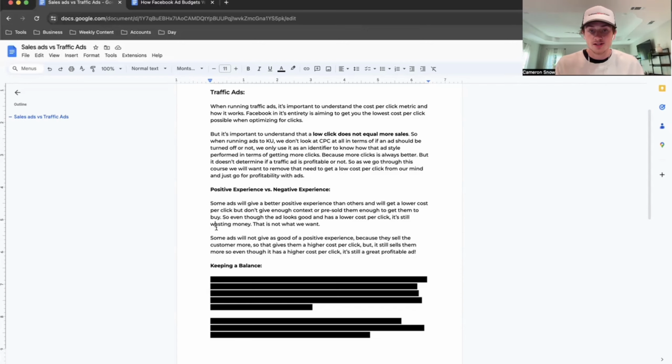And then again, vice versa, some ads will not give as much of a positive experience, not necessarily a negative experience, but maybe not as positive, because they sell the customer more, like having free and Kindle Unlimited on your actual traffic ad. It's going to sell the customer a little bit more because it's going to feel a little more like an ad, which you're going to have a higher cost per click with, but it sells them more, so it's a profitable ad. That's where you can have a higher cost per click on ads that pre-sell people, but they're much more profitable than the ones with a lower cost per click that don't pre-sell people.